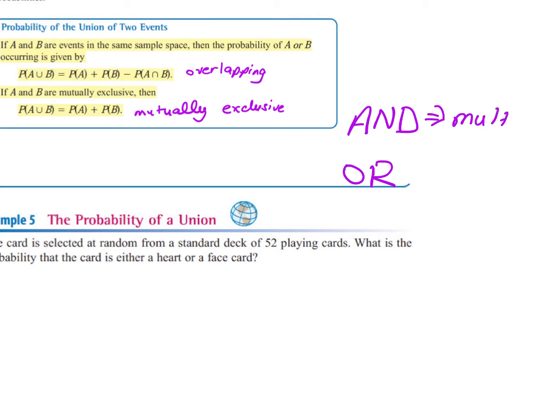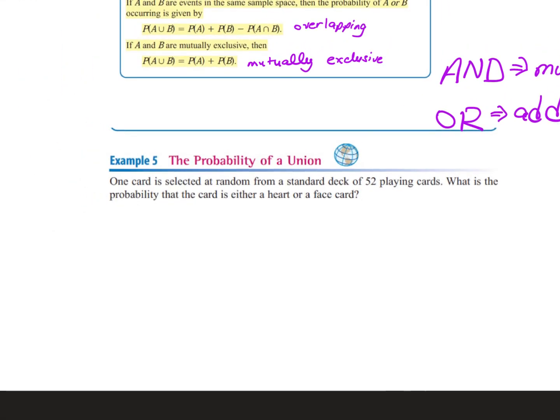And means to multiply in math. Or means to add. All right, so I'm just going to rewrite in my own little words what this question says. It's the probability that a card is a heart. So probability of a heart. Or, what did I tell you the word or means? Add the probability of a face card.